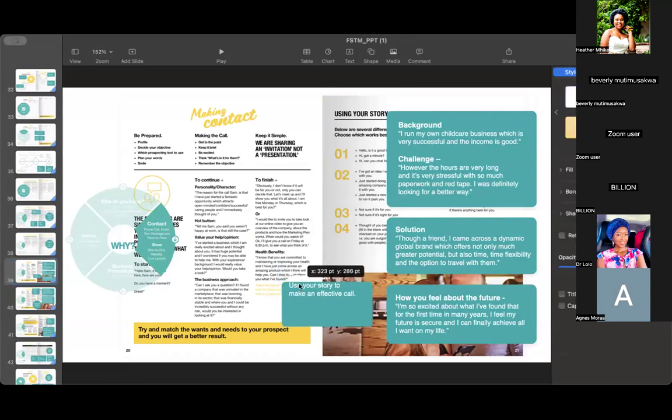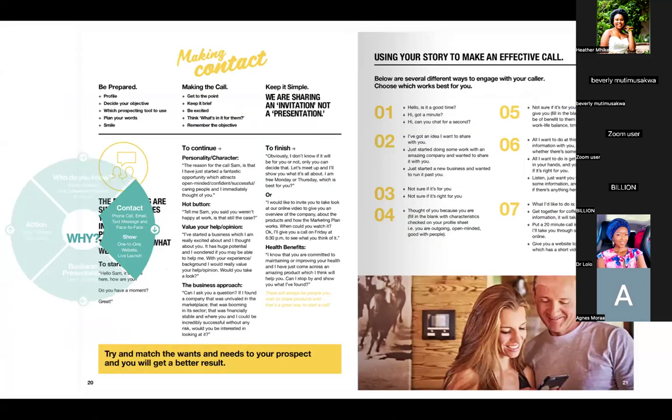For those that are interested in products, you can then use the health benefits part. I know you're committed to maintaining or improving your health, and I've just come across an amazing product which I think will help you. Can I stop by and show you what I've got? So probably this is a friend or someone you know where they stay. You can just meet up with them, show them a few products. Of course, you don't carry all the products. You can go with a few samples and maybe your catalog.